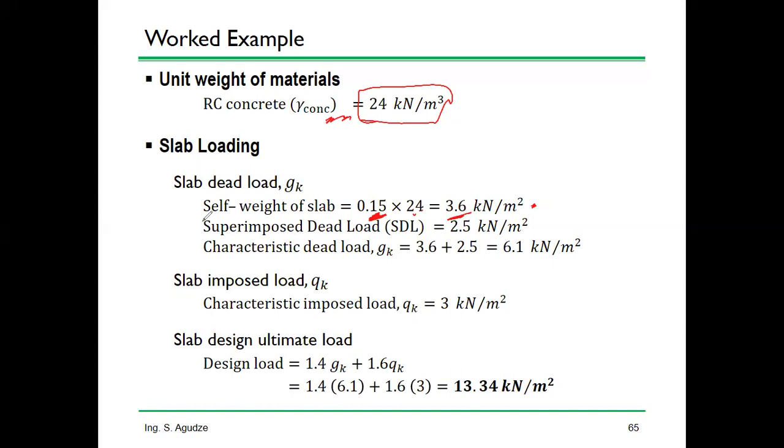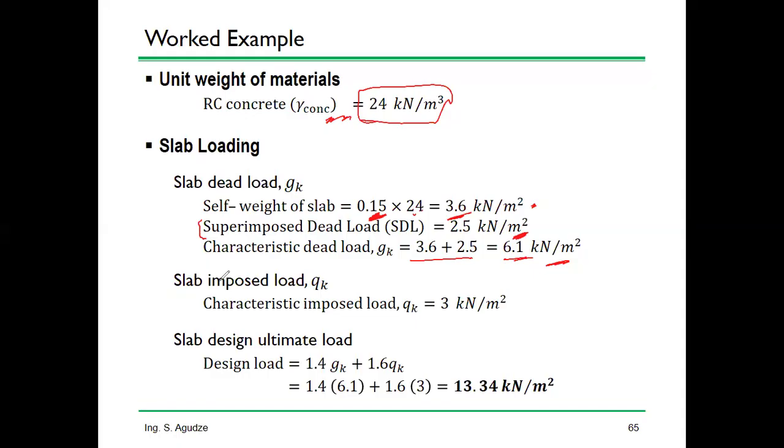And don't forget that the superimposed dead load is placed on the slab. So in terms of slab dead load, it's also a dead load. But that one was already given in kilonewton per meter square. So when we add these two, we'll get 6.1. And this is the slab dead load. I told you self-weight and superimposed dead load, they are all dead load. That's what I said in our previous class.